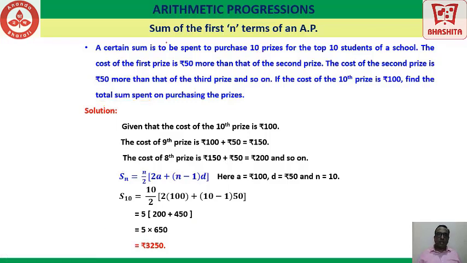Thus, we could apply the formula for sum to n terms of an AP in solving a real life problem. So what should be the budget? What should be the precise budget to get 10 prizes with this type of condition? Yes, rupees 3250 is what one should have as a budget to accommodate this particular prize scheme.